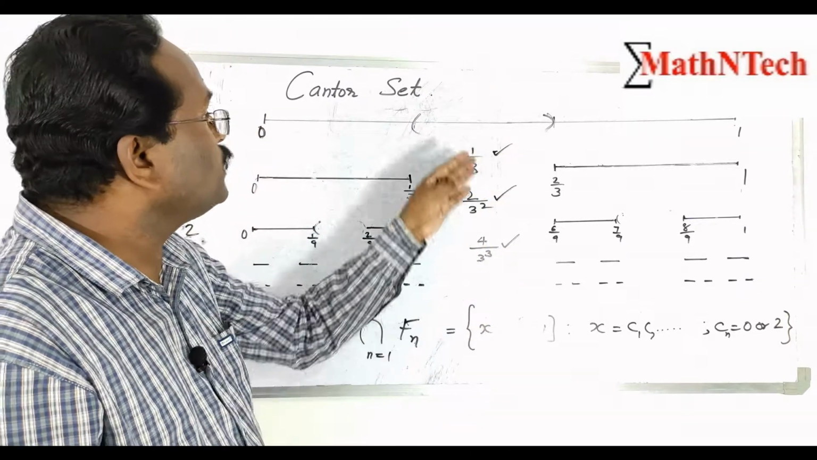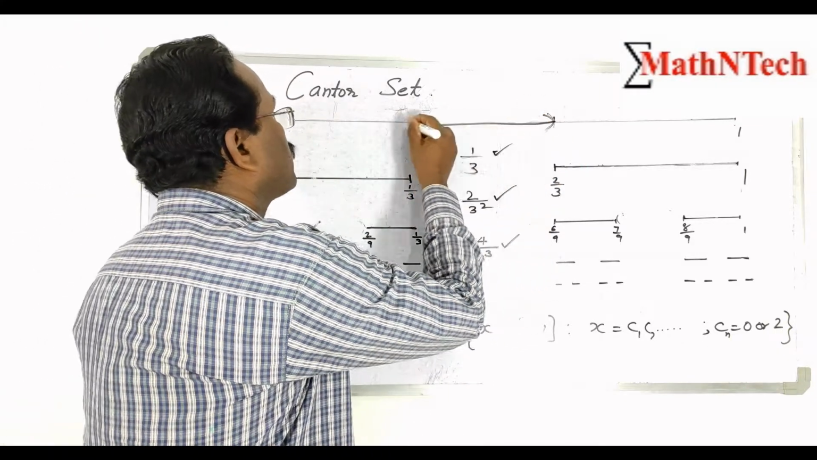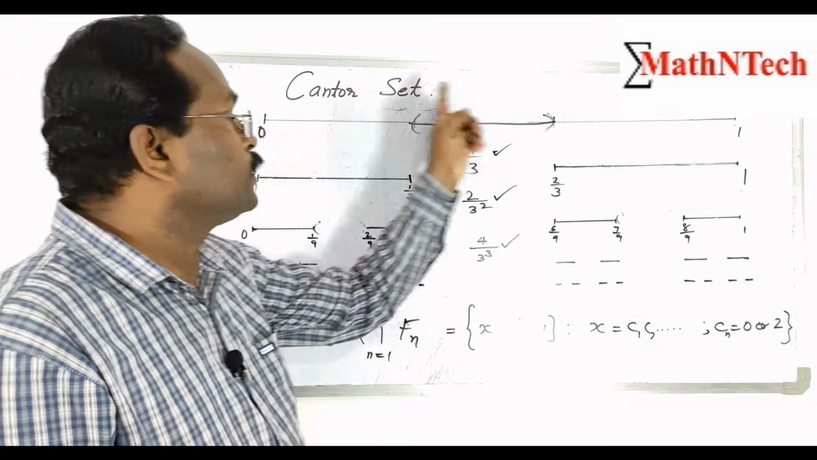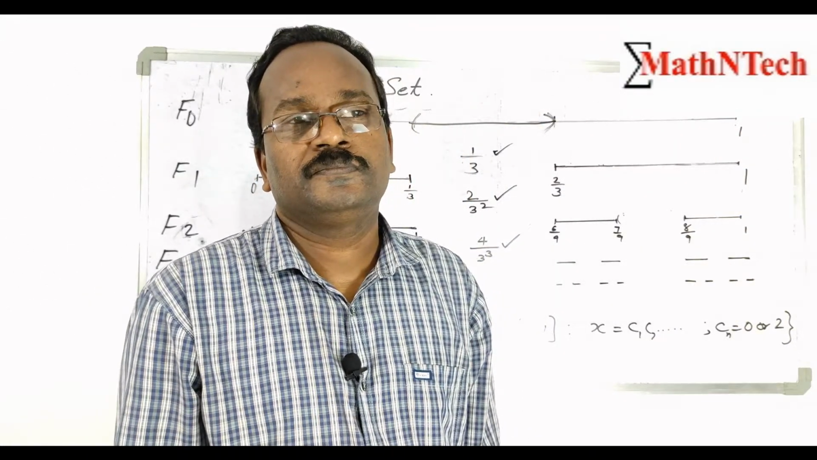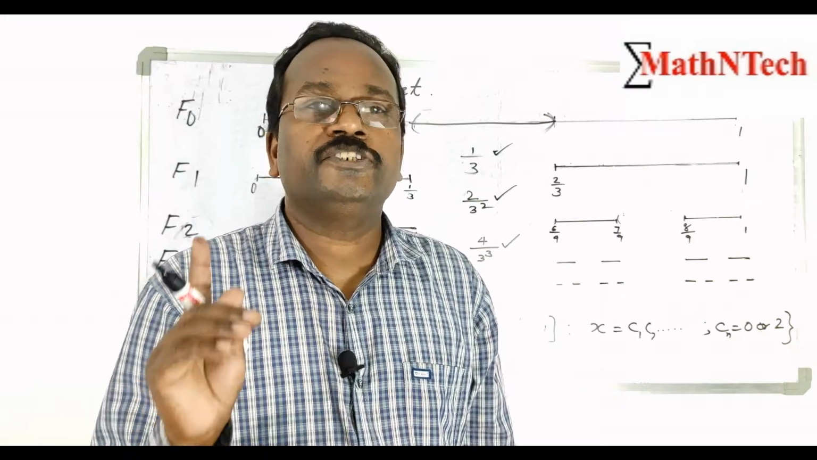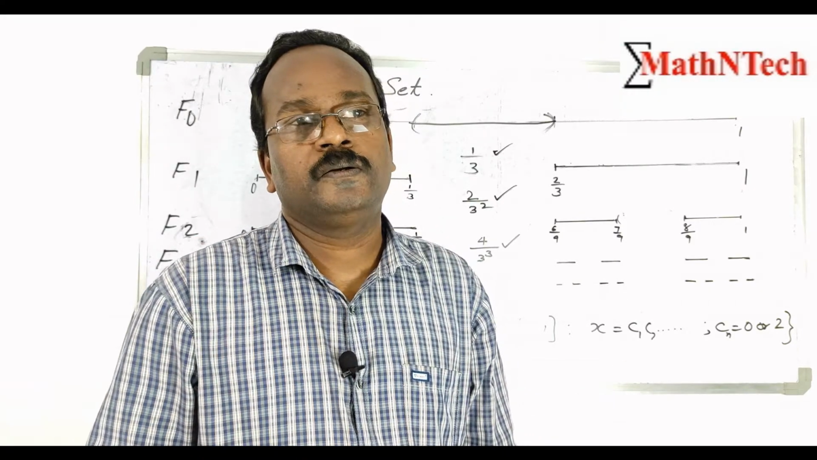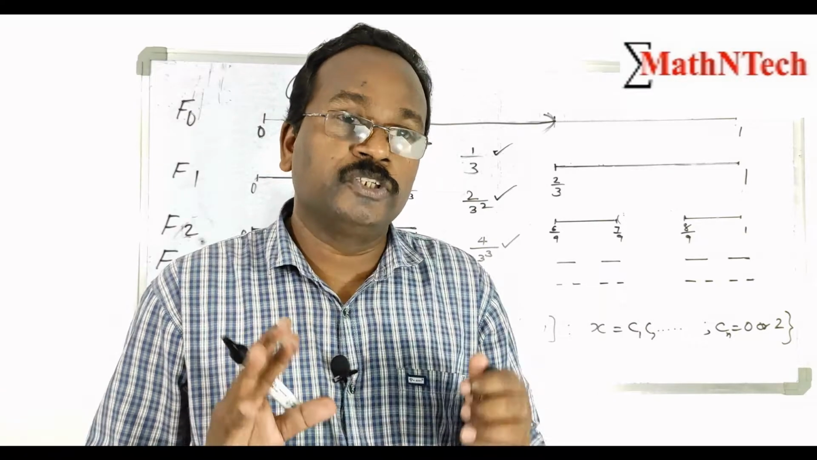So removed intervals total length is equal to 1, and the given interval total length is 1. That is Lebesgue measure 0. Cantor set has Lebesgue measure 0, or length 0.